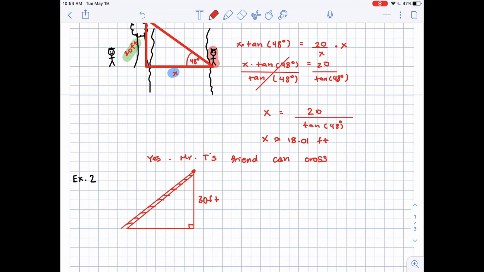That angle theta, let's make this 62 degrees.